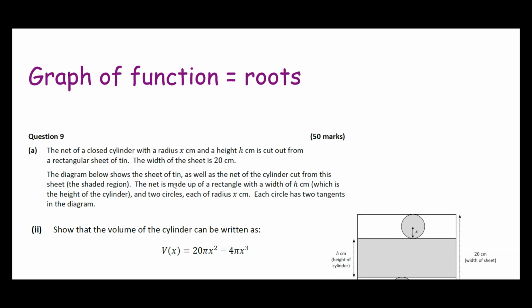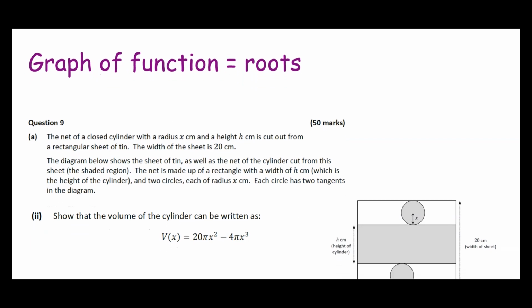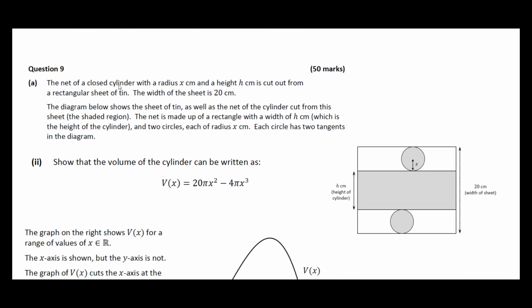In this particular question, we are presented with a story about a cylinder that is cut out of a rectangular sheet of tin. We have some measurements in the beginning. We know that x is the radius, and h is the height of the cylinder. We have the whole width of that sheet of 20 centimeters. We do have the formula for the volume of this cylinder.